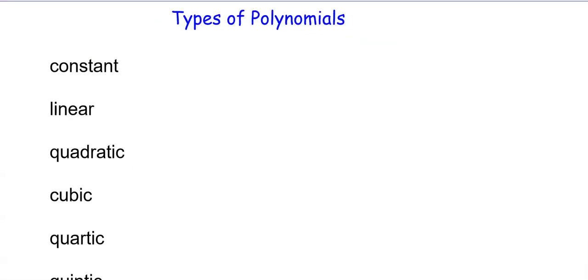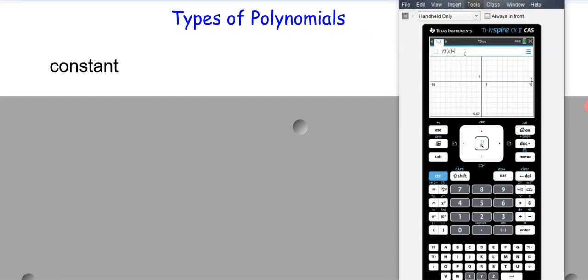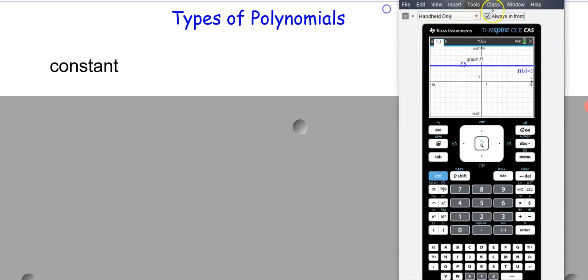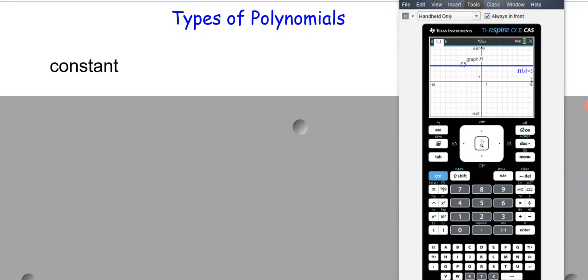Okay, so let's talk about different types of polynomials here. First, let's talk about a constant function. If we get our calculator out and type in the function y equals 3, or f of x equals 3, just press 3 and press enter, that's a horizontal line. That's called a constant function. The degree of a constant function equals 0.